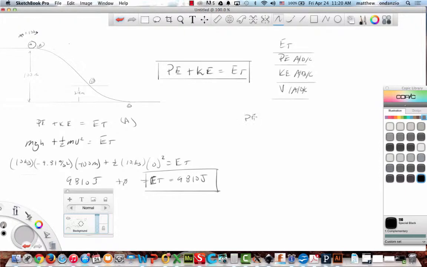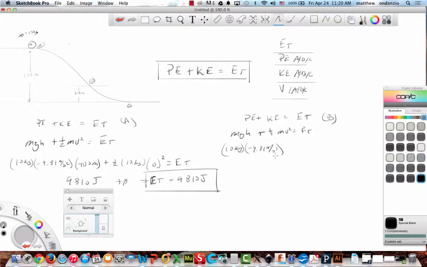So I'm going to do it now at B. What's my equation for B? PE plus KE equals ET at B. So let's break down the equation: mgh plus 1/2 mv squared equals ET. Real simple. Now let's plug in for B. What's my mass at B? Does it change? 10 kilograms.